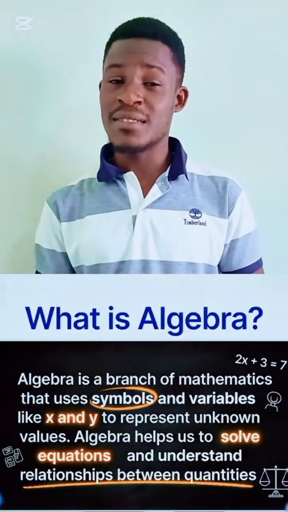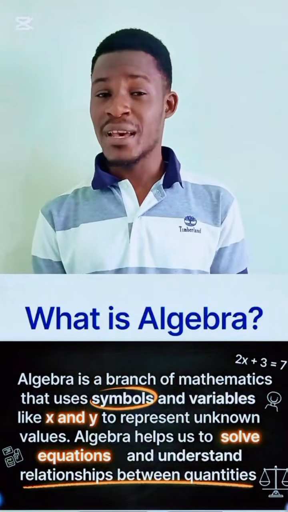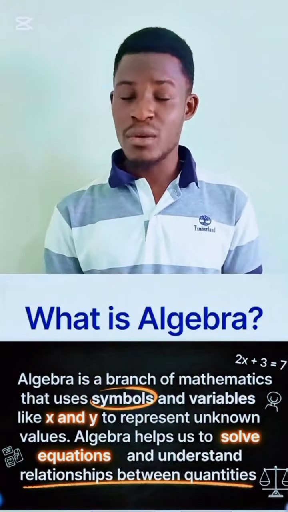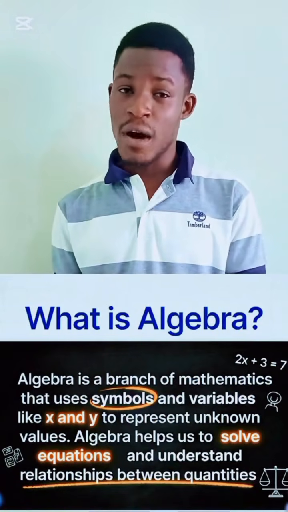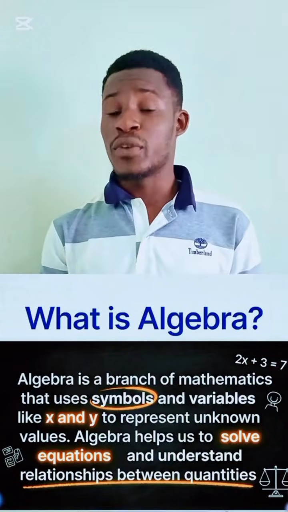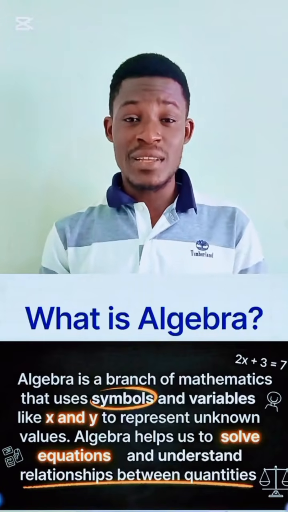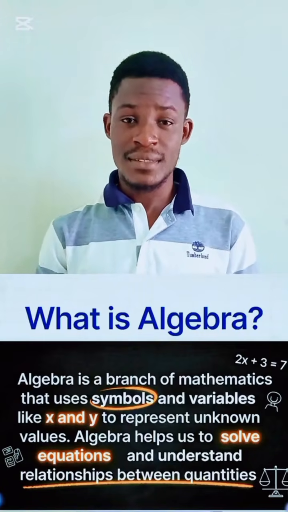In this video, I'll show you key areas in physics that every physics student should master to truly understand physics. Let's first look at algebra. Algebra is a branch of mathematics that uses symbols and variables like x and y to represent unknown values. Algebra helps us to solve equations and understand the relationship between quantities.